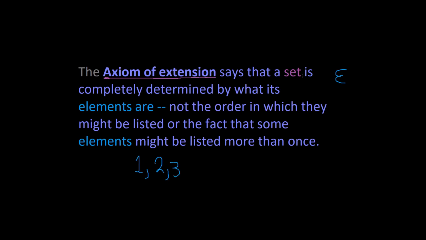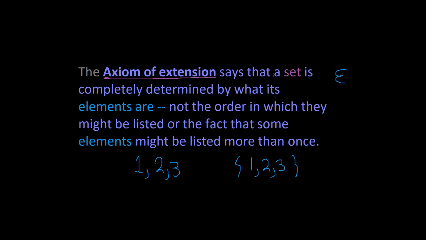It says that a set is completely determined by what its elements are. And so let's say we have these numbers 1, 2, and 3. Are these a set? No, because they're not in set notation. So we have to first put it into the notation. And so what does our notation look like? If you remember, we have these brackets. So we have these brackets. And so now we have a set. This is set notation.